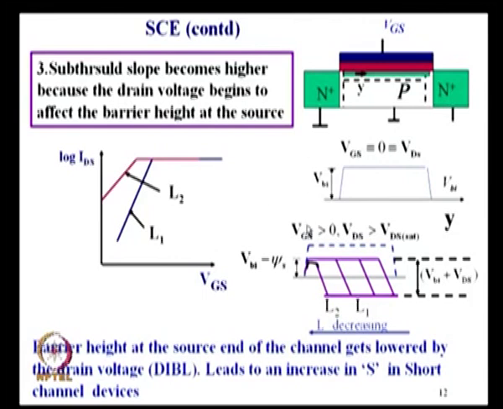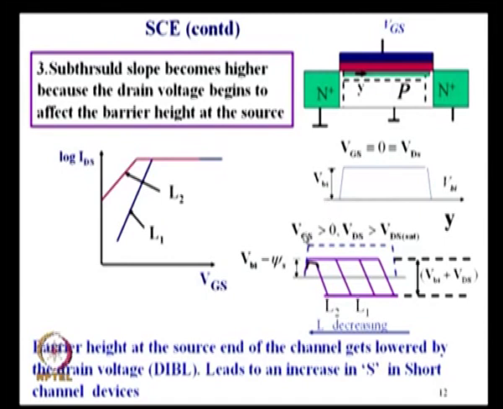So, if I change the gate voltage now, supposing let us say it was changing by 60 millivolts per decade, okay. It was changing by 0.1 volt.